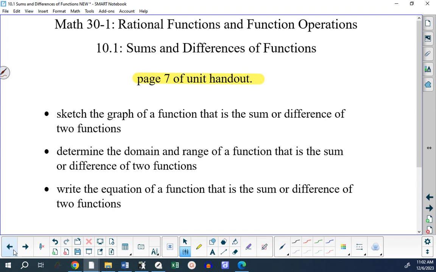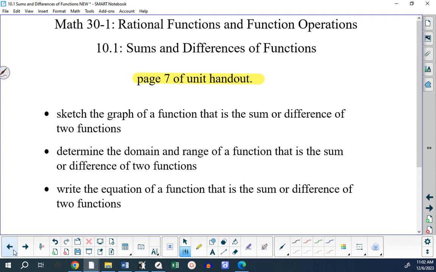What I'm saying is if I give you a graph of f of x, and you see the graph, and I give you a graph of g of x, and you see that graph, and I say, what does the graph of the sum of the functions look like? That's what we're learning. What does it even mean to say the sum of two functions? Well, we will learn about that.